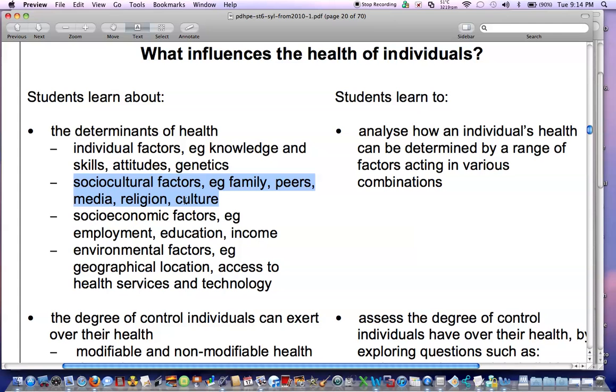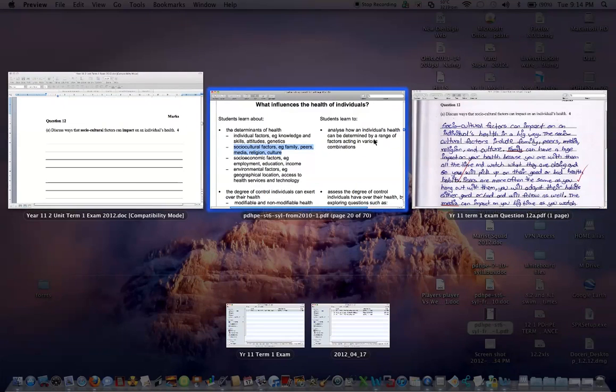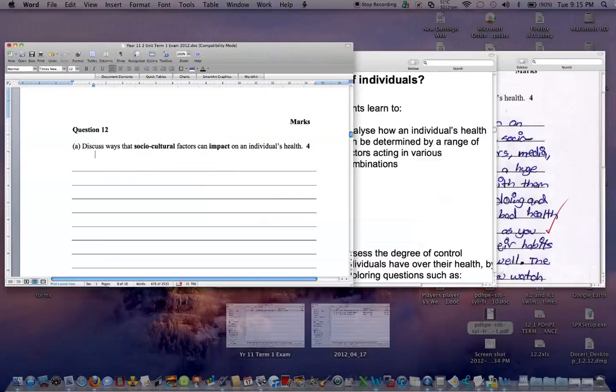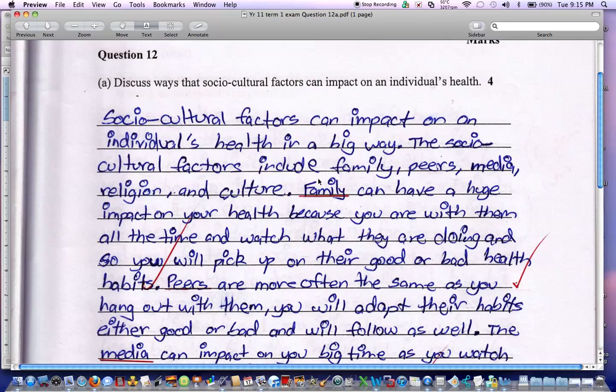And for a 4-mark question, I'm looking for students to give at least 3. If they've come up with 3 and they relate them to the question, so come up with 3 different of those socio-cultural factors and cover the impact that has on individuals' health, then they're going to get 4 out of 4. We're going to have a look at our sample answer here.